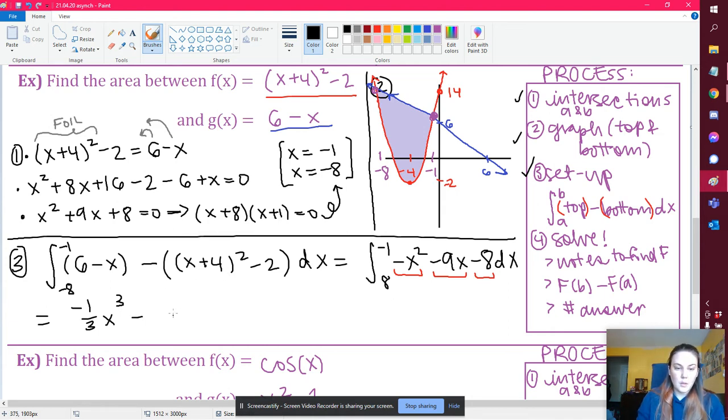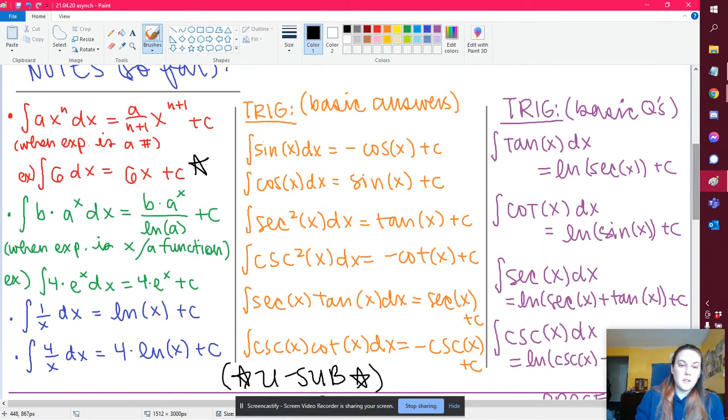I'm going to do that again. I'm going to move my exponent up by 1. I'm going to take my old coefficient and divide it by my new exponent. That's how I get that the integral of -9x is -9 halves times x squared. And then -8 becomes -8x. I get that from my fun example, which is when it's just a number, it just becomes the number times x.